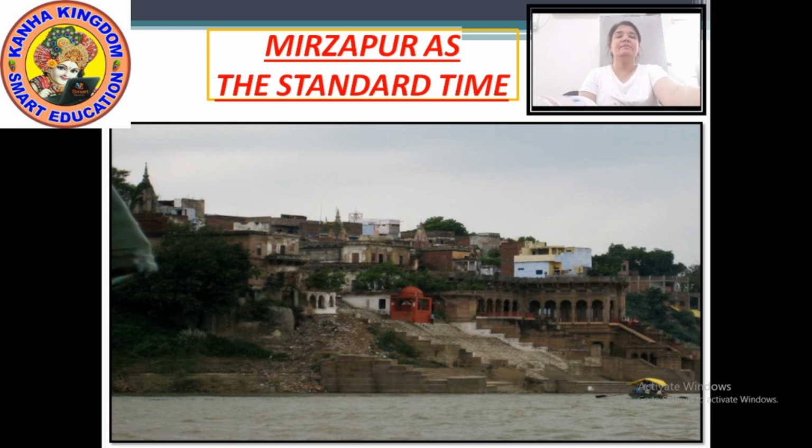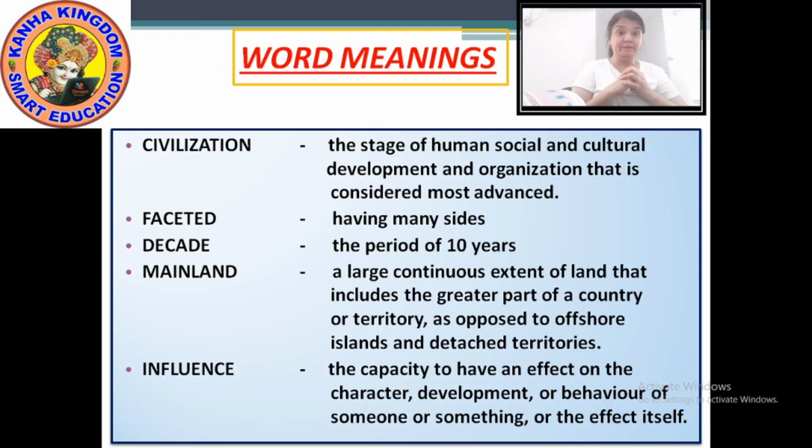Fine. Now let's have a look at the word meanings. Why word meanings? Because during the chapter we may come across many words which may be new for us. Knowing the meanings of those words will help you to understand the lesson more easily. So our today's first word is civilization.